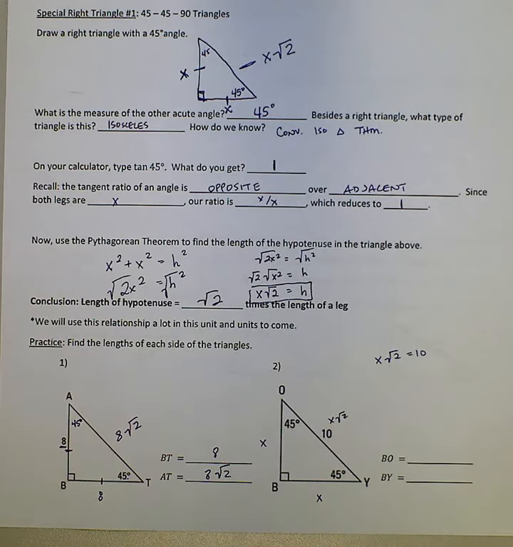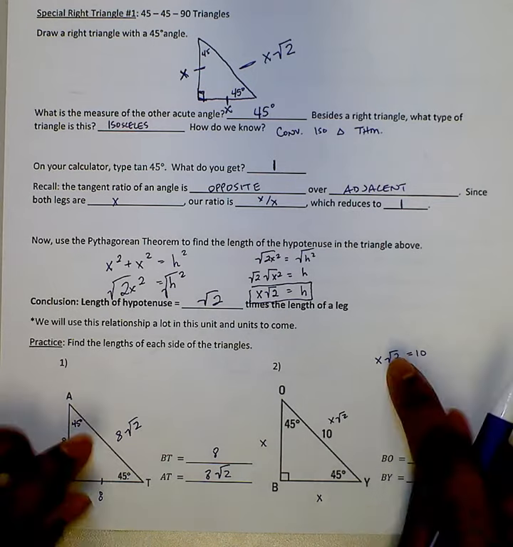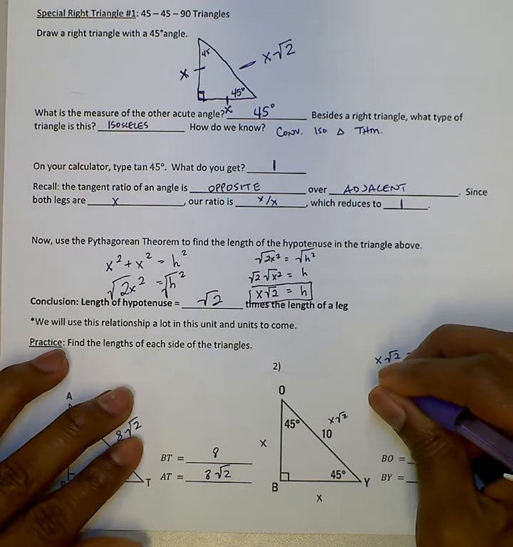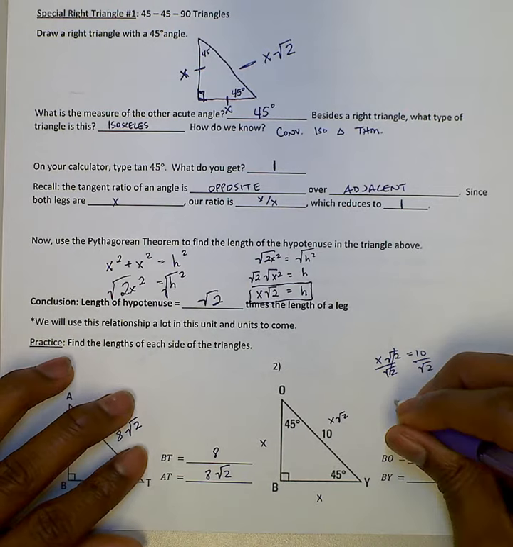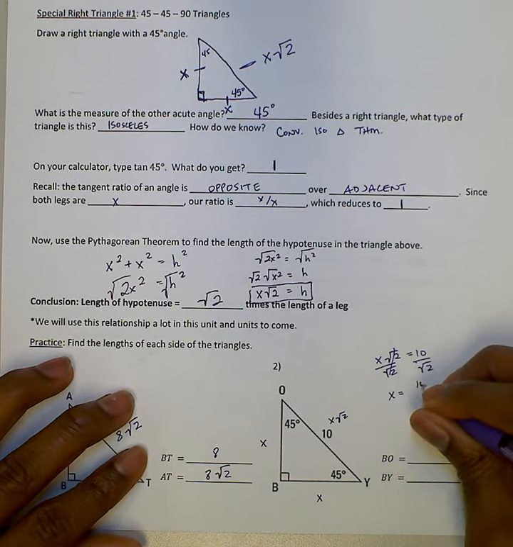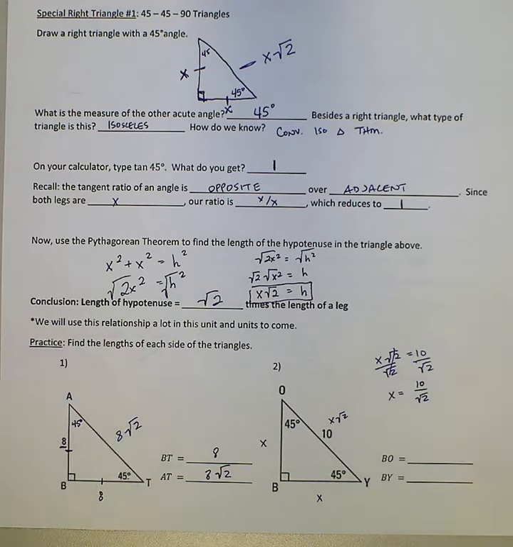What's stopping x from being by itself? Radical 2. What's radical 2 doing to x? It's multiplying. So in order to get rid of it, I have to divide by radical 2. So we have x equals 10 divided by radical 2. If we were just asked to give this in decimal form, we could punch this into our calculator and figure this out now.